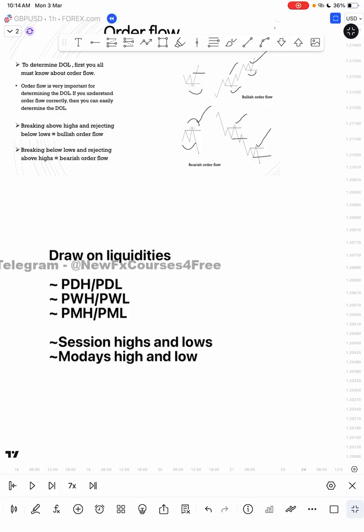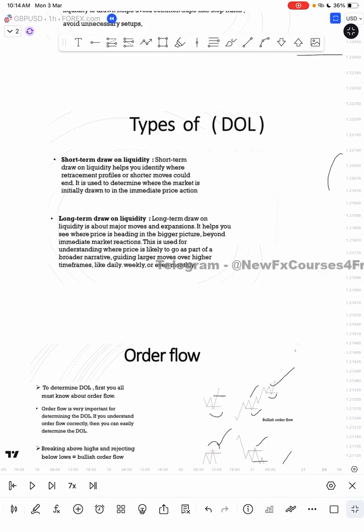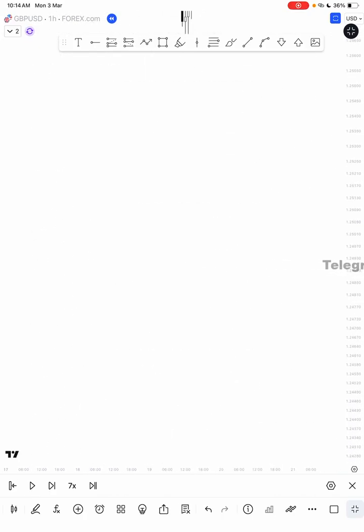Then other drawn liquidities are session highs and lows, might be Asian session, London session, and New York session highs and lows. Then another important drawn liquidity is the Monday high and low. So this actually wraps it up for the notes. Let's go on to the live chart.